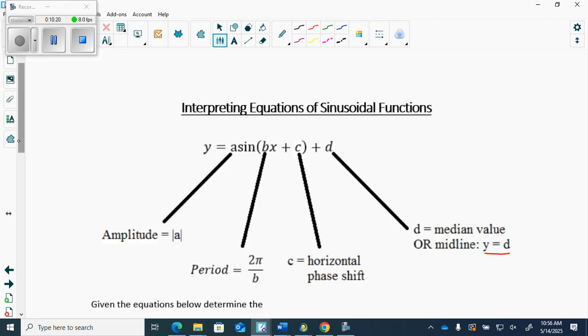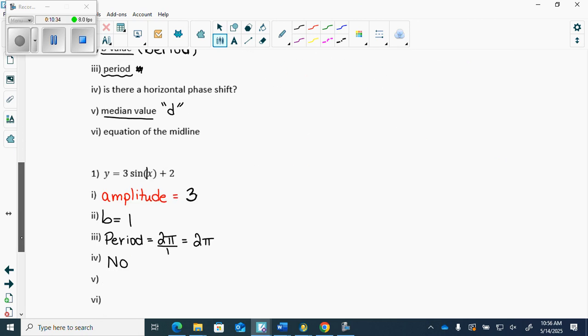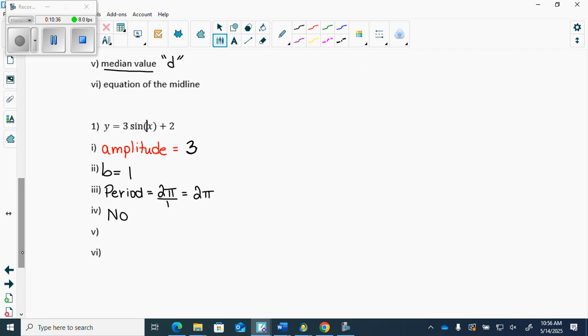So if we just had like y equals 2 sine x, what would my D be? Yeah, it'd be plus 0. So my median value would be 0. You're right. Okay, so what's my median value for this one? 2. So I go median value equals 2. And we're practicing this so we actually write it out correctly. So if someone's just writing 2, good luck, Godspeed. Your written response is going to be terrible.